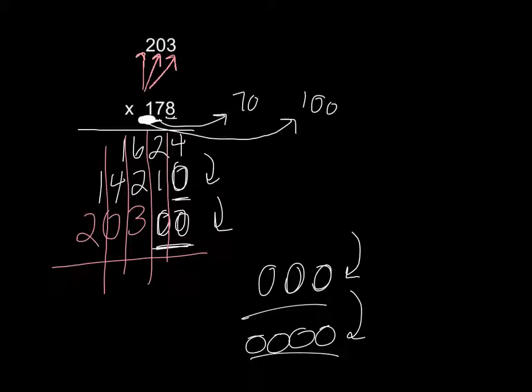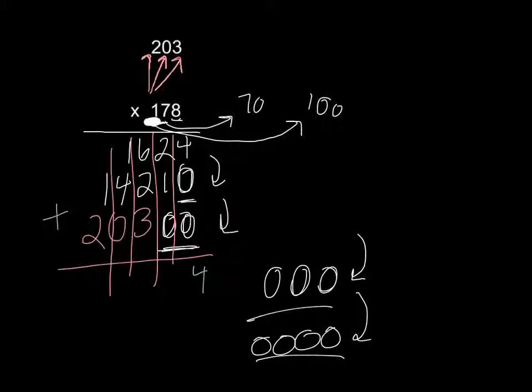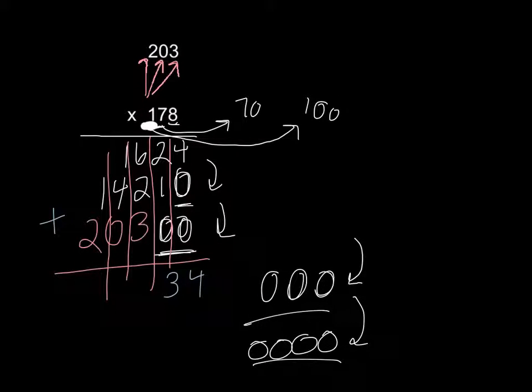Now when I go to add, 4 plus 0 is 4. 2 plus 1 is 3. 6 plus 2 is 8, and 8 plus 3 is 11. 1 plus 1 is 2. 2 plus 4 is 6, and 6 plus 0 is 6. And 1 plus 2 is 3. So my final answer to 203 times 178 is 36,134.